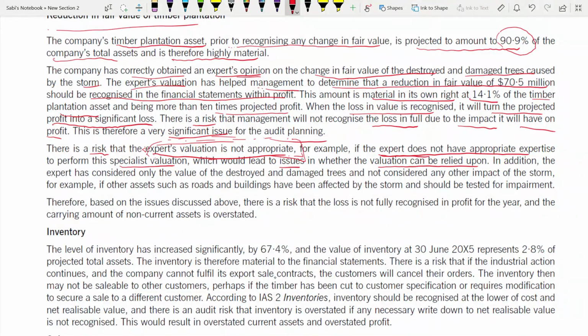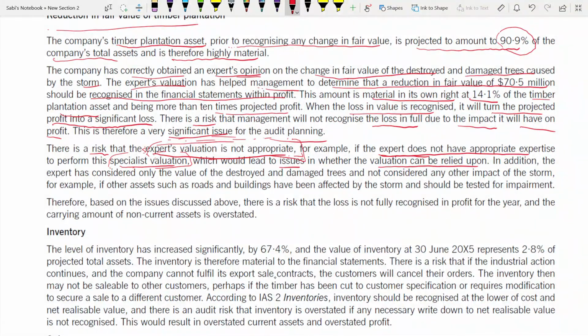If the expert does not have it, because this is a very specialized area, timber plantation and all, that is IAS 41. So not everyone will have the expertise to value such things. They have to be highly experienced. This will lead to an issue in whether the valuation can be relied upon, because remember, auditors have to rely up to some extent on the valuation that they have got from the expert. So if the experts are wrong in their measurement, then the audit will go wrong. That's why this is there as an audit risk when you're planning the audit.